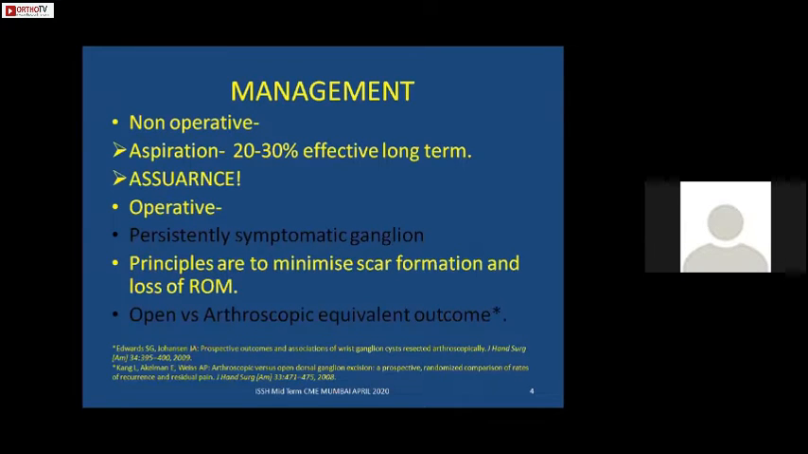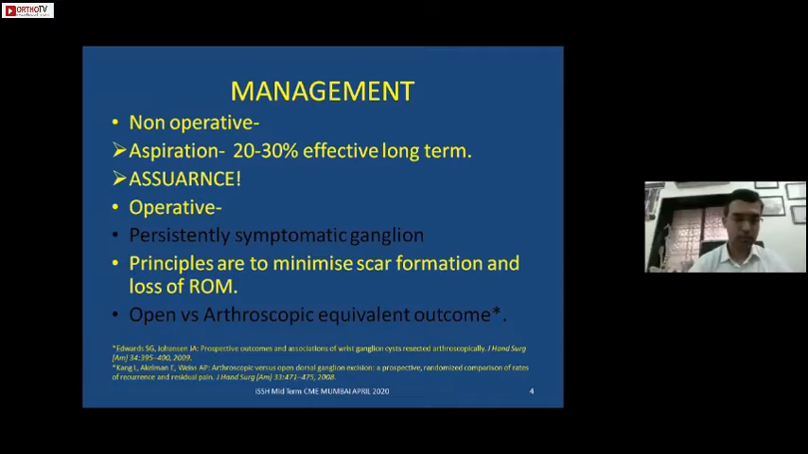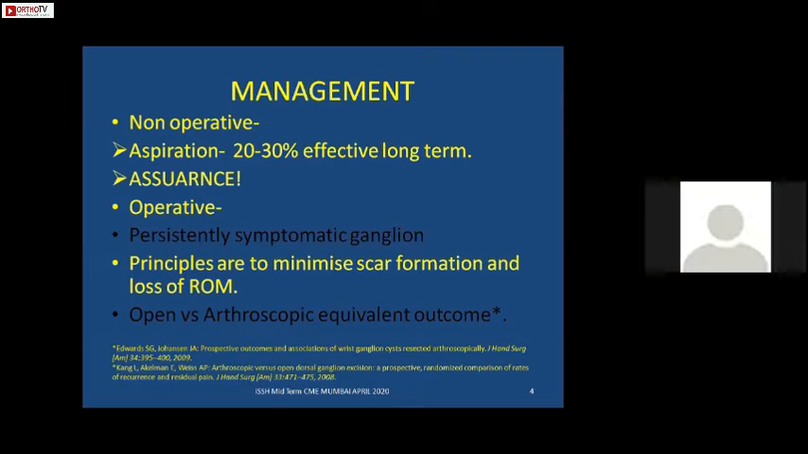As far as the management goes and coming to the surgical management, non-operative management aspiration is 20 to 30% effective in the long term in certain studies. But assurance to the patient that this swelling might resolve on its own is the most important non-operative treatment. As far as operative treatment goes, persistently symptomatic ganglion is the commonest indication, and the principles being to minimize the scar formation and the loss of range of motion. Open versus arthroscopic excision has shown equivalent outcome as shown in these studies in American Hand Surgery journals.